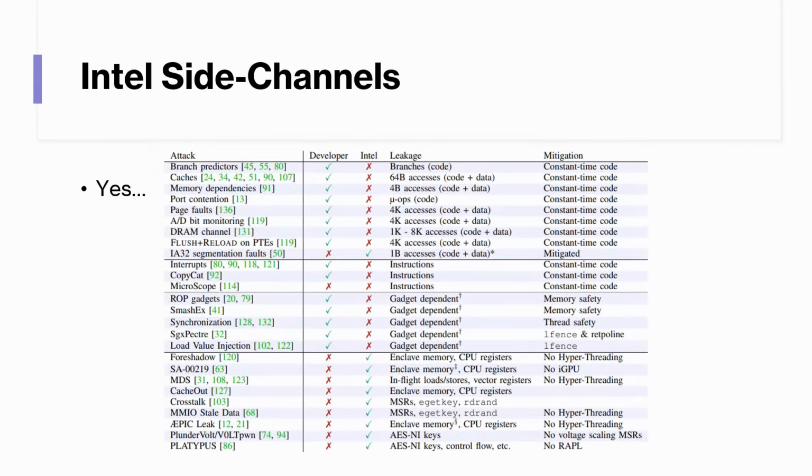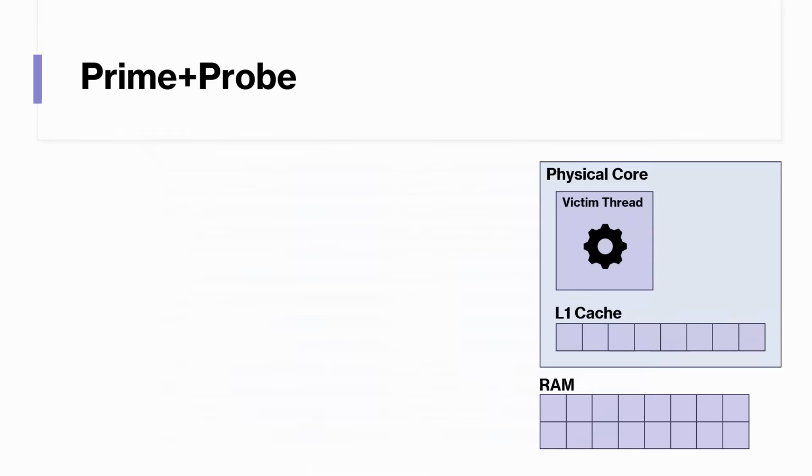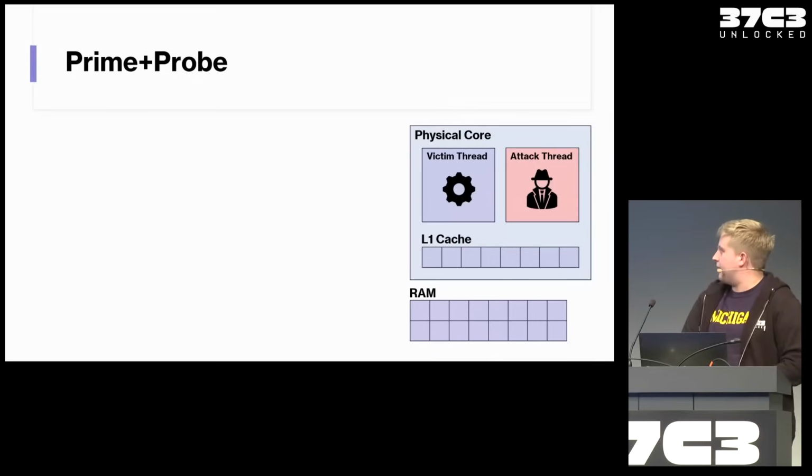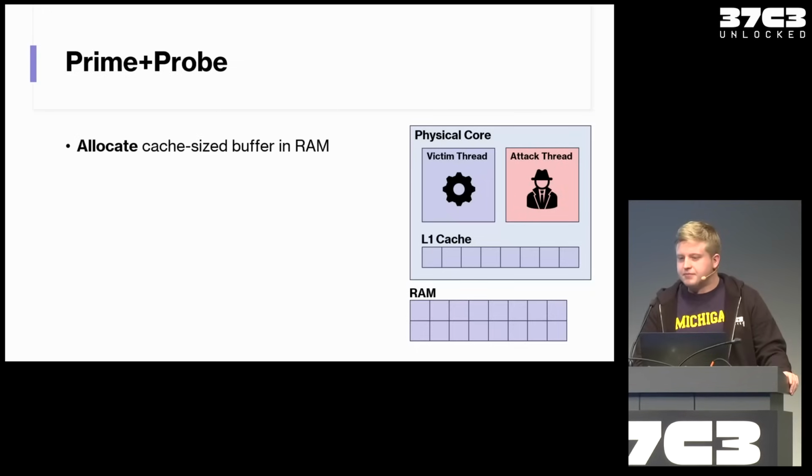This is a list of some of the possible attacks we can choose for extracting data out of Intel SGX or just Intel CPUs as a whole. But before we can go into the details, just a quick primer on how these cache-based side channels work using something called prime and probe. With prime and probe, we have a victim thread and an attacker thread running on a physical core with some cache and some much slower RAM somewhere outside of the core.